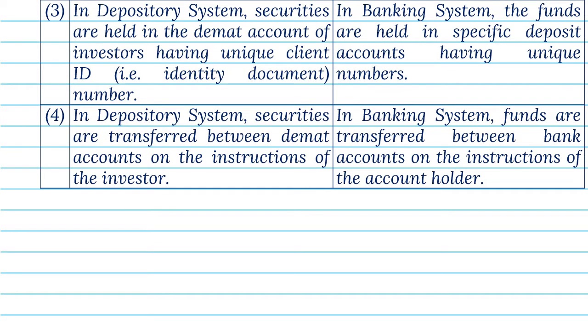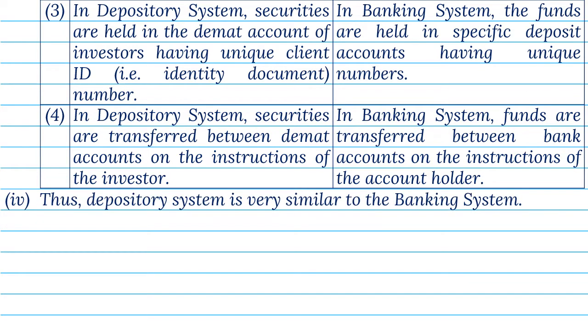3. In depository system, securities are held in the demat account of investors, having unique client ID, that is, identity document number. In banking system, the funds are held in specific deposit accounts, having unique numbers. 4. In depository system, securities are transferred between demat accounts on the instructions of the investor. In banking system, funds are transferred between bank accounts on the instructions of the account holder.